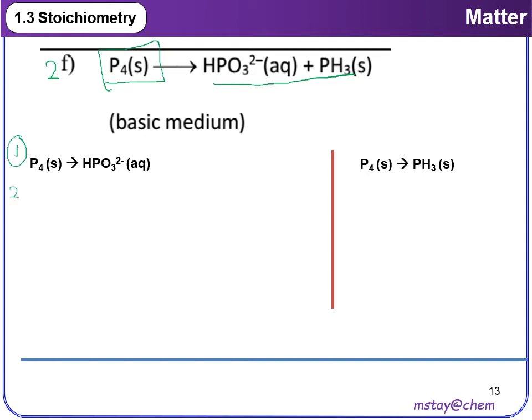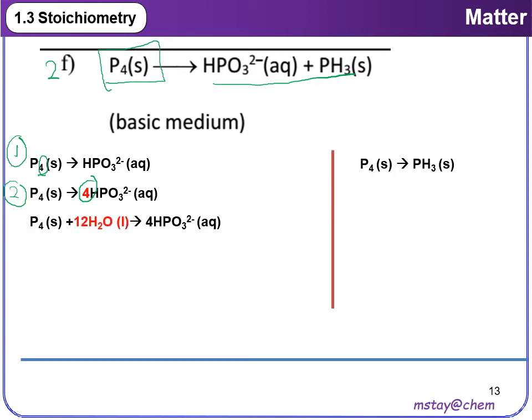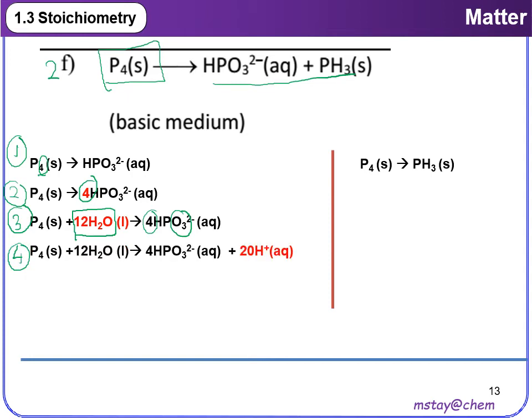Then we proceed to step 2, where we need to balance the phosphorus by adding 4 in front here. Step number 3, we balance oxygen. 3 oxygen multiplied by 4, so add in 12 H2O. Step number 4, we balance H plus. 12 times 2, 24, minus 4. So we are going to add in 20 H plus.